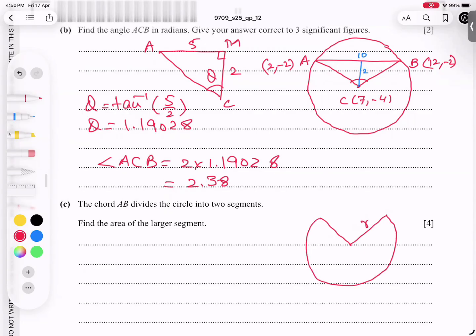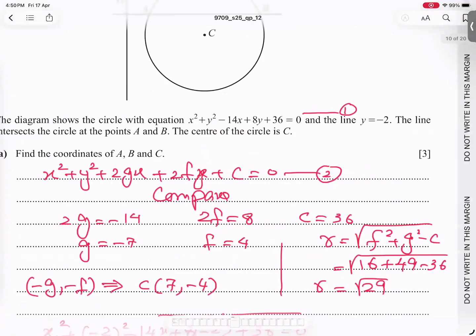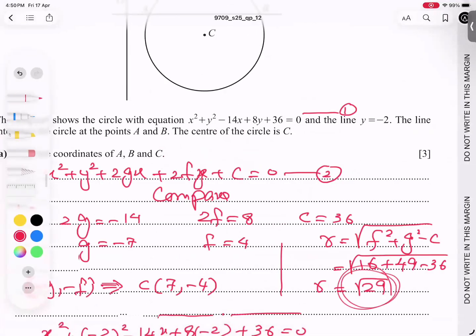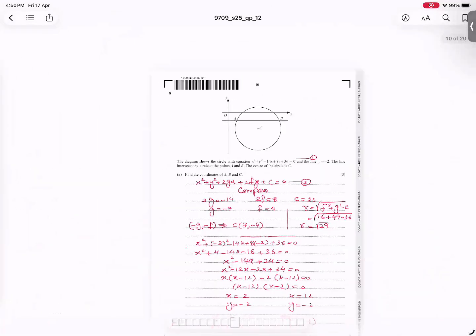Okay, I need the radius and this angle, and he said area. So the area formula is very clear: half r squared theta. But we don't know the radius. Yes, we found it in the previous part. If you go back, I got the radius as root 29. So we got root 29 on the previous page.